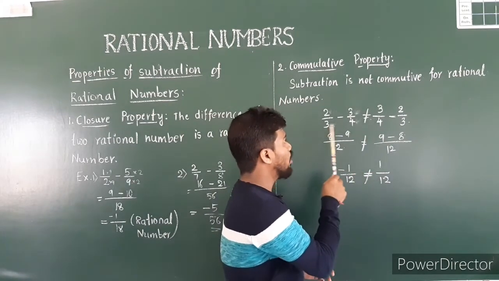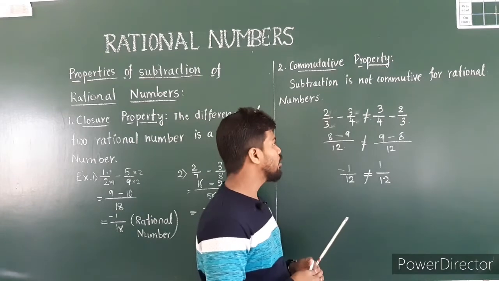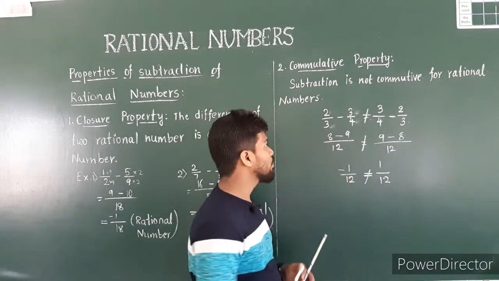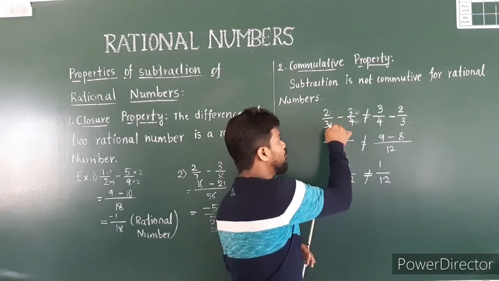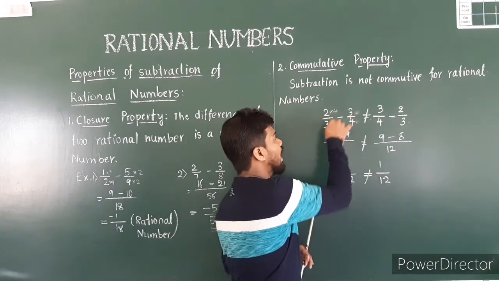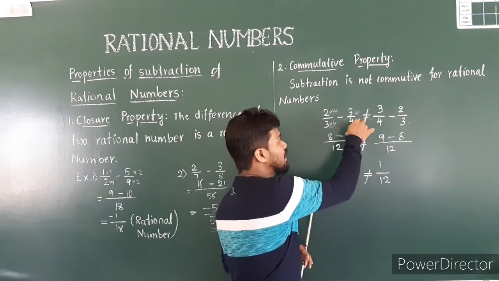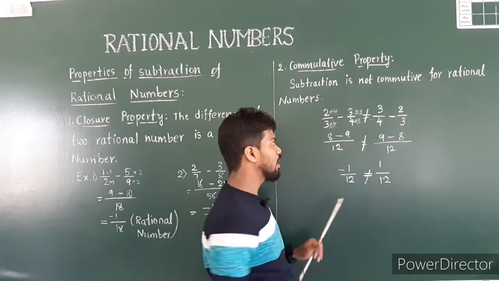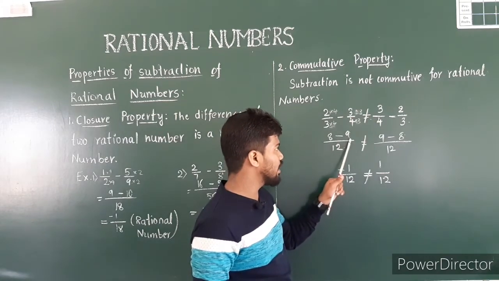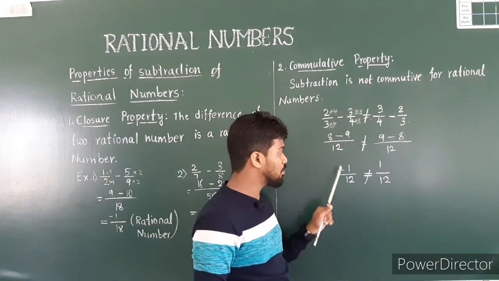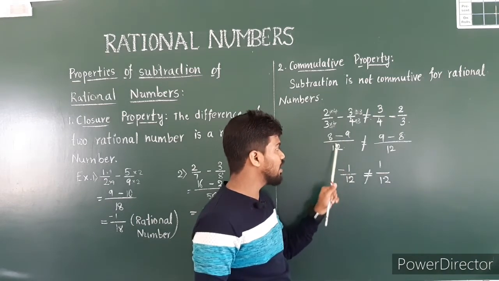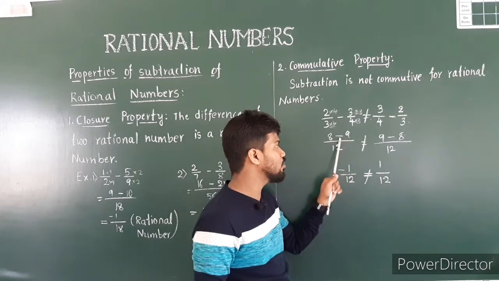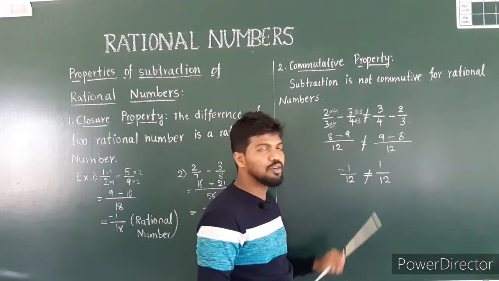So find the common denominator for 3 and 4. You get 12. You know that the LCM of 3 and 4 is 12. So 3 4s are 12 and 2 4s are 8. And 4 3s are 12 and 3 3s are 9. So 8 minus 9. Two different signs, subtract, 9 minus 8 you get 1. The larger value, 9, has the minus sign. So you have minus 1 by 12 here.